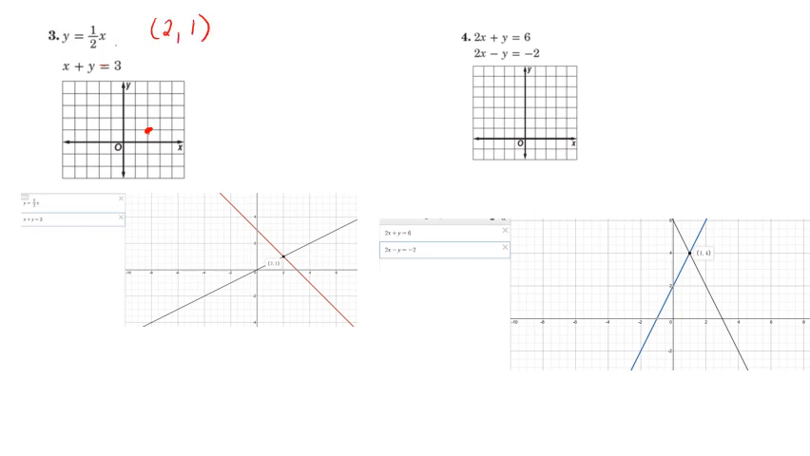Right. And then the y-intercept of the black line is 0. And the black line is y equals 1/2 x. It has a y-intercept of 0. All right, and then the other line has a y-intercept of 3. And then graph that.